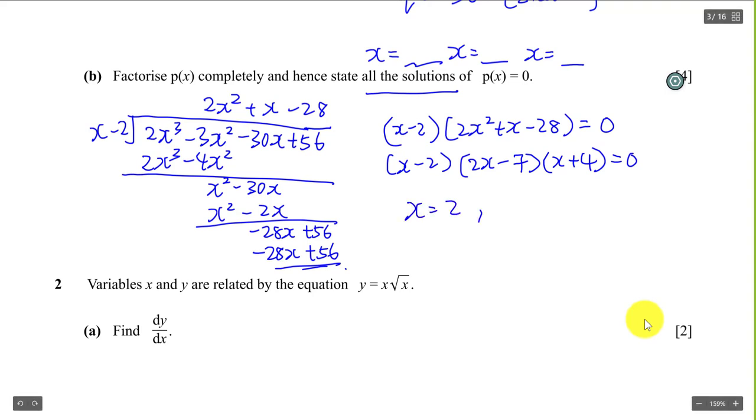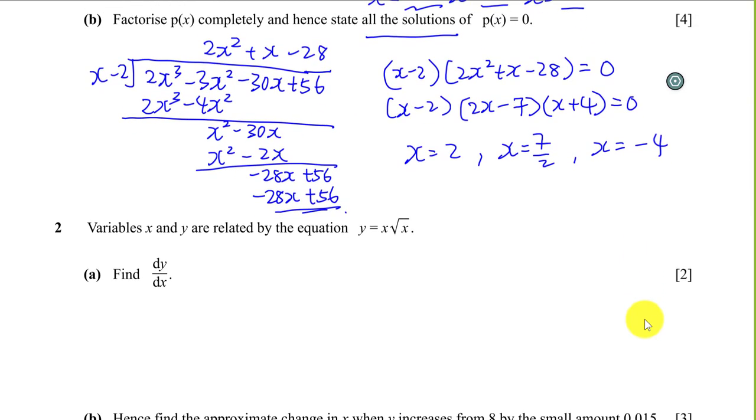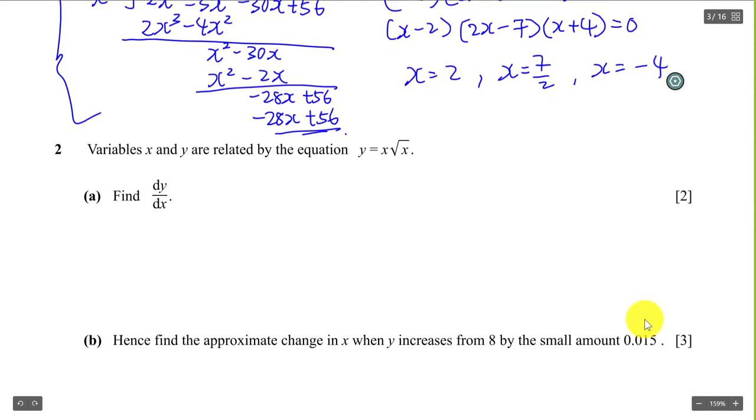x equals 2, x equals 7 over 2 and x equals negative 4. Yeah, this is all the solutions they ask you to state. So this is how you show all the solutions. I'm not sure why we get so little space here. I should have more space for it.